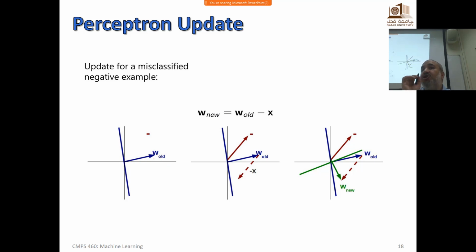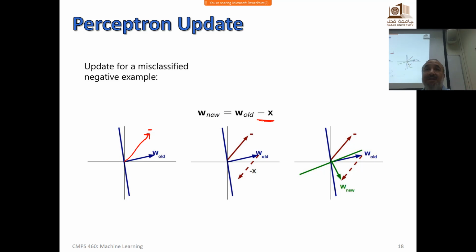Misclassified, of course, right? Now we don't change the model at all unless we make a mistake, right? So for this example, with this model, what will be the predicted label? Positive, of course, right? Because the projection of x on w is positive, and they are on the same side, so it is positive. But it is actually negative. So we'll have to update the model to push it away from x.